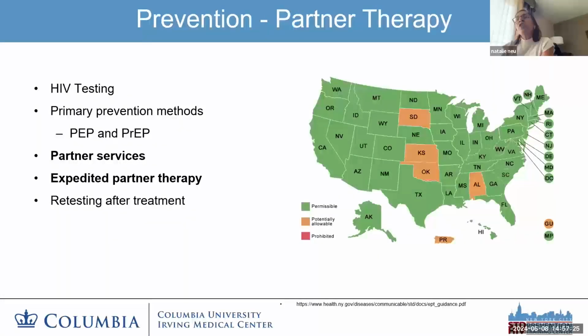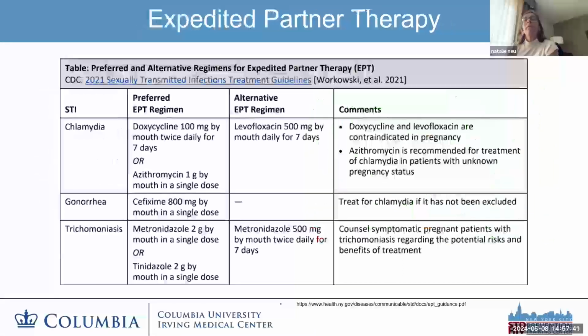So the other thing you can do in your setting is prevention. So prevention is giving partner therapy as well. So expedited partner therapy. It is allowable and permissible in most states in the United States. Next slide. Expedited partner therapy, the CDC also has guidance about what to give. And basically you're giving whatever you gave the patient. So chlamydia, doxy, or gonorrhea, cefixime, if you have to give pills, trichomonas, it's metronidazole. So it's easy. Whatever you did for the patient, do the same for the partner. And this is allowable.